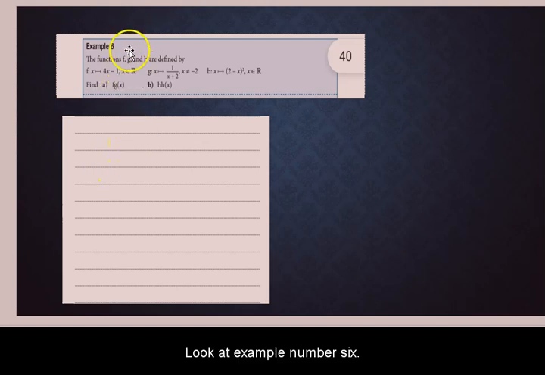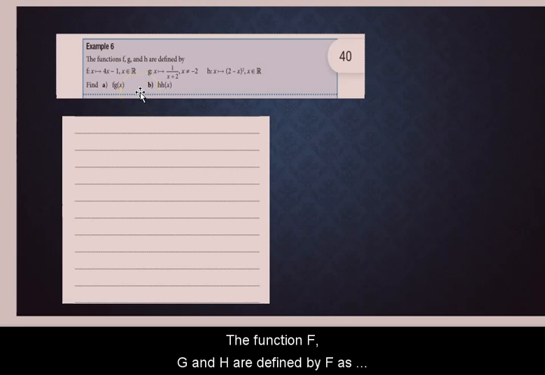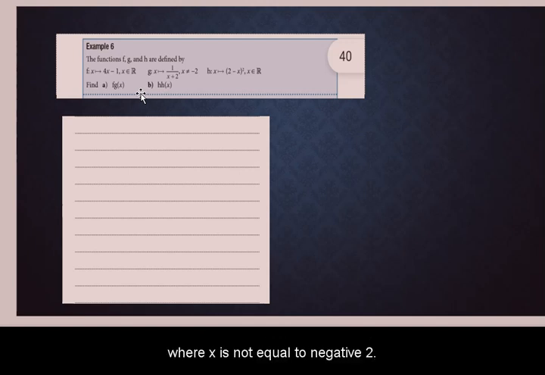Look at example number 6. The functions f, g, and h are defined by f of x is 4x minus 1, g of x is 1 divided by x plus 2, where x is not equal to negative 2, and the function h of x is 2 minus x squared. All are members of real numbers. So we are to find fg of x and find h of x.